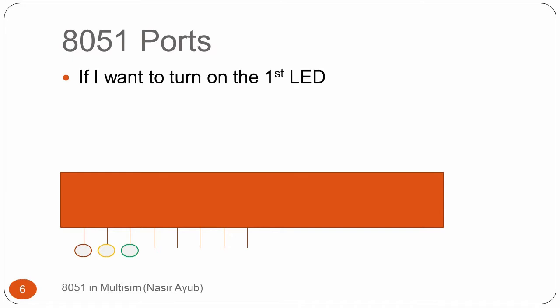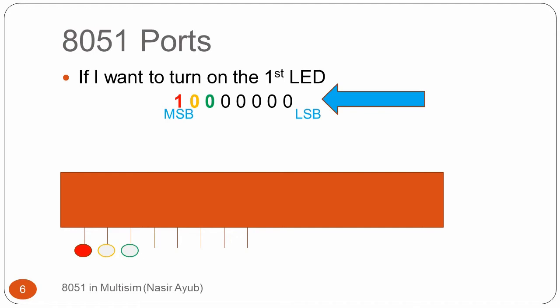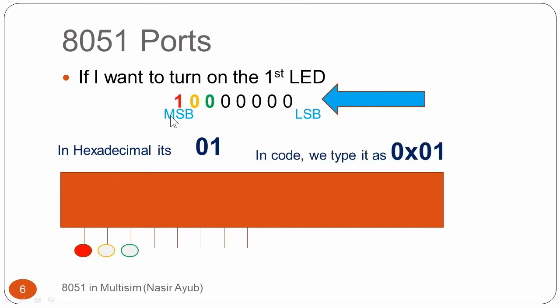So if I'm going to turn on the first LED, the red one, this is the number which should appear on my port. Because of the orientation, we are reading these numbers from right to left. So for the red one, if I convert this into hexadecimal, the number is 0000 0001, so it will be 01 in hexadecimal. And in my code, I will write it as 0x01. In C language, when we want to write a hexadecimal number, it starts with 0x.